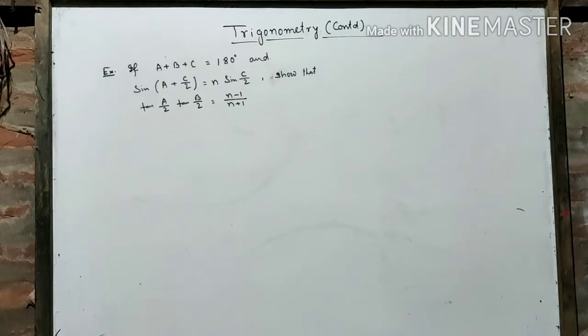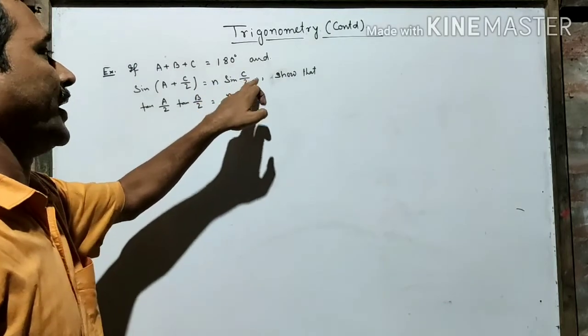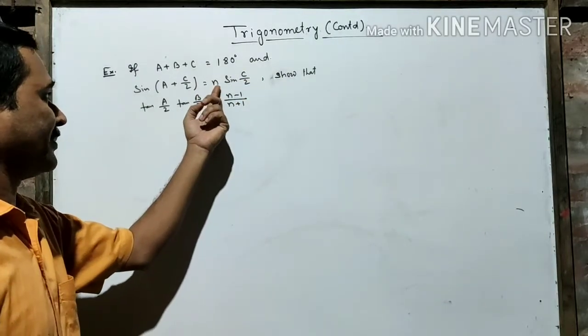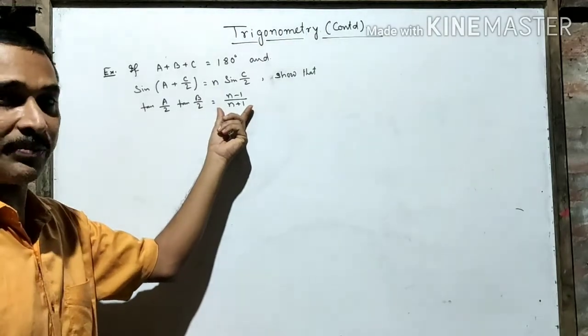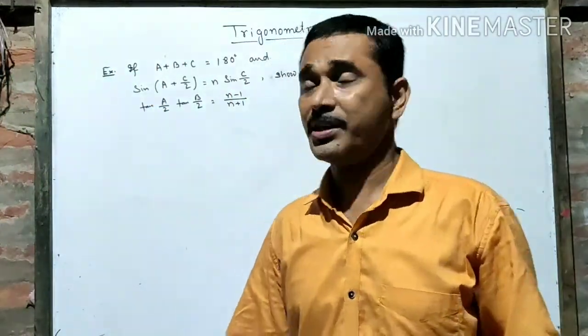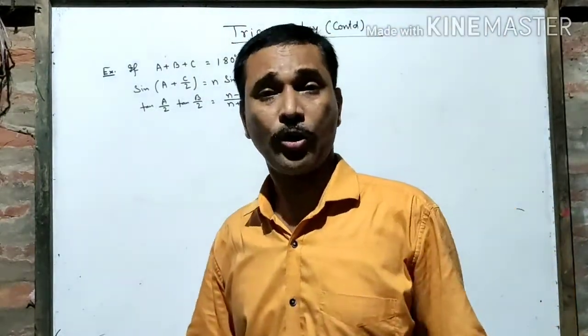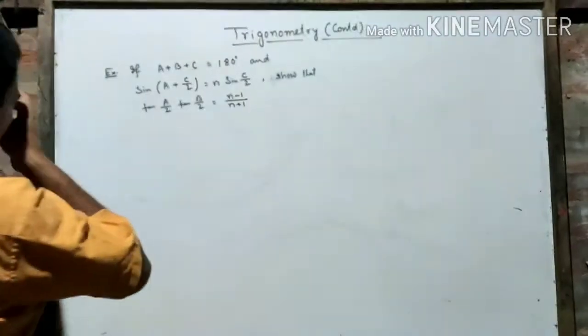If you can remember, as I have told you, in the question it is given that sine A plus C by 2 is equal to n sine C by 2. This is important. And here you find n minus 1 by n plus 1, just like that previous one, k minus 1 by k plus 1. So it signifies that we are to apply componendo dividendo. So let's start.